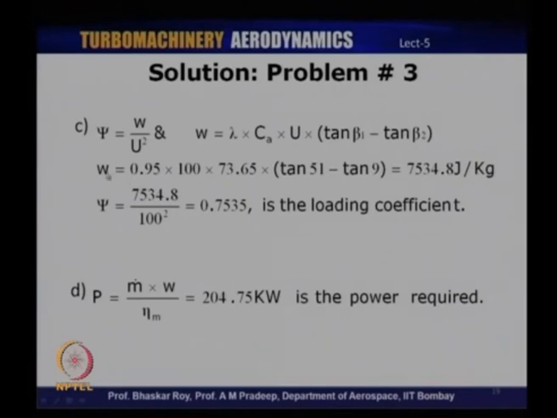So, the work done per unit mass is 0.95 into axial velocity 100, blade speed 73.65 into tan beta 1, 51, minus tan beta 2, which is tan 9. So, this is 7534.8 joules per kilogram. Therefore, the loading coefficient is the work done per unit mass divided by u square, which is 100 square, that comes out to be 0.7535. This is the loading coefficient of this particular geometry.